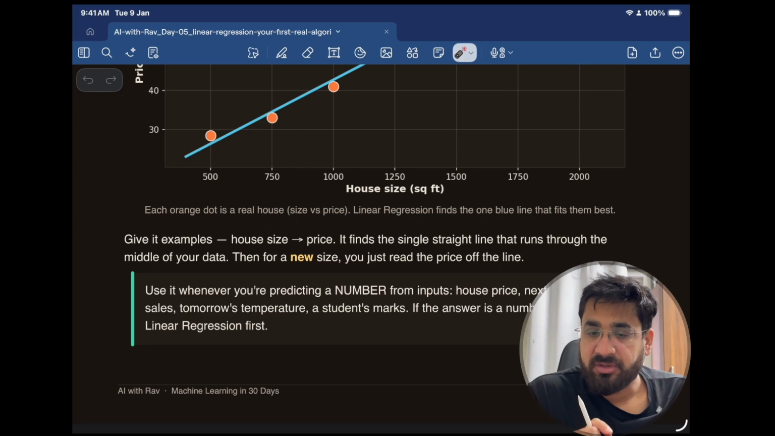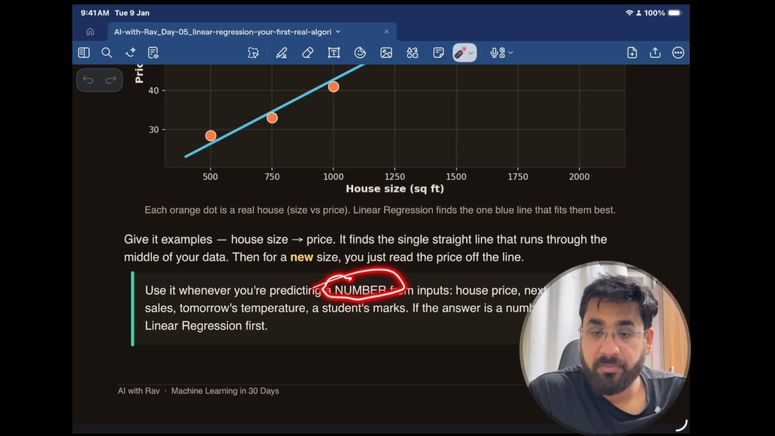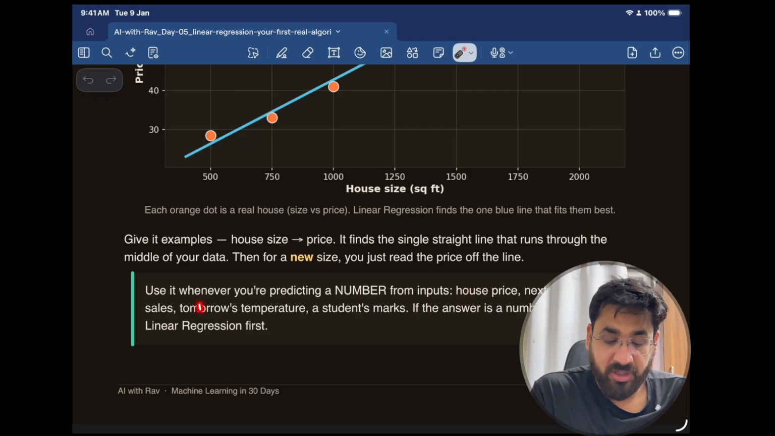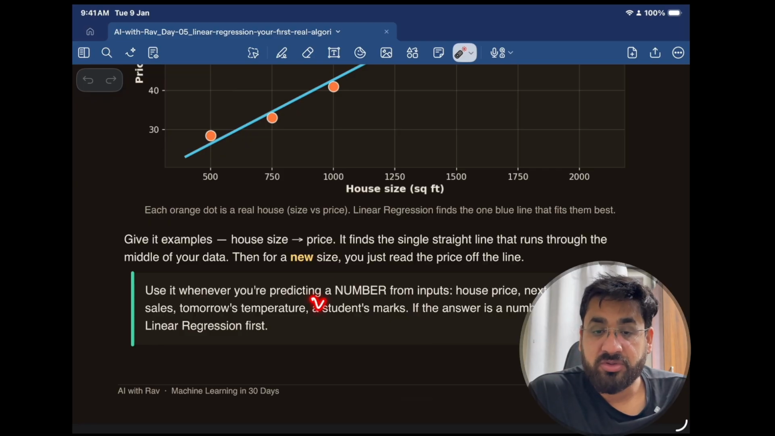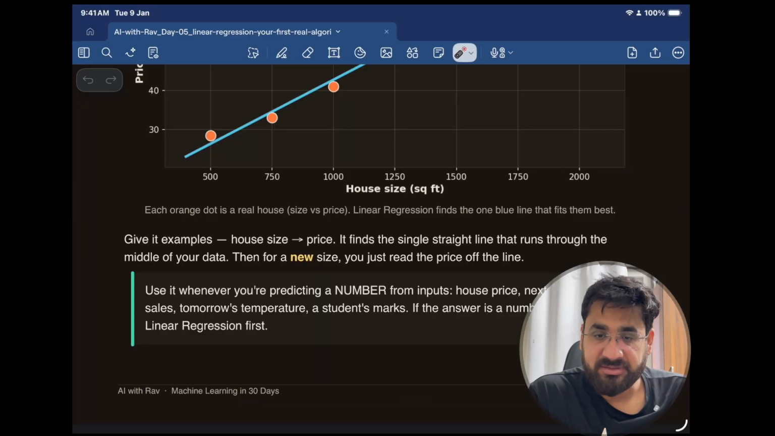You can see I have taken this example, and you remember one thing I mentioned in the beginning as well. Whenever a number comes in the prediction, such as the house price, next month's sale, temperature tomorrow, or student marks, the first thing that should come in your head is the linear regression model. As simple as that. Number, linear regression.